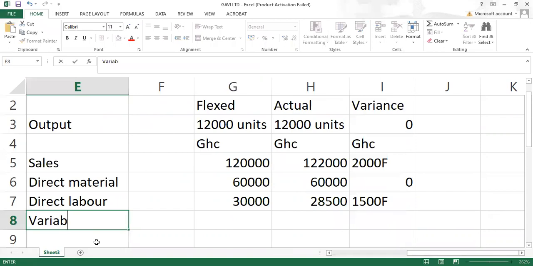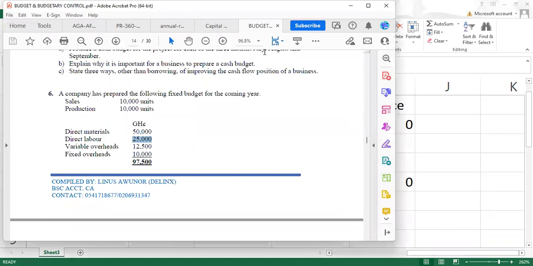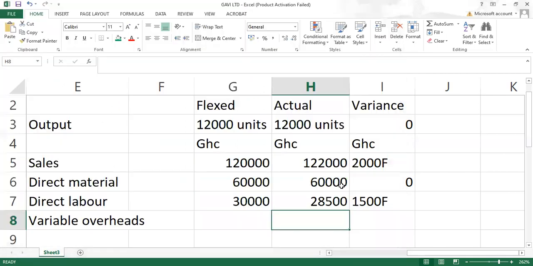Sorry, I'm lost. Okay, what is the actual cost for variable overheads? Please, I have a question. Okay. Please, how did you get the 30,000 for the labor? How did I get the 30,000 for the labor? Okay, that is nice.